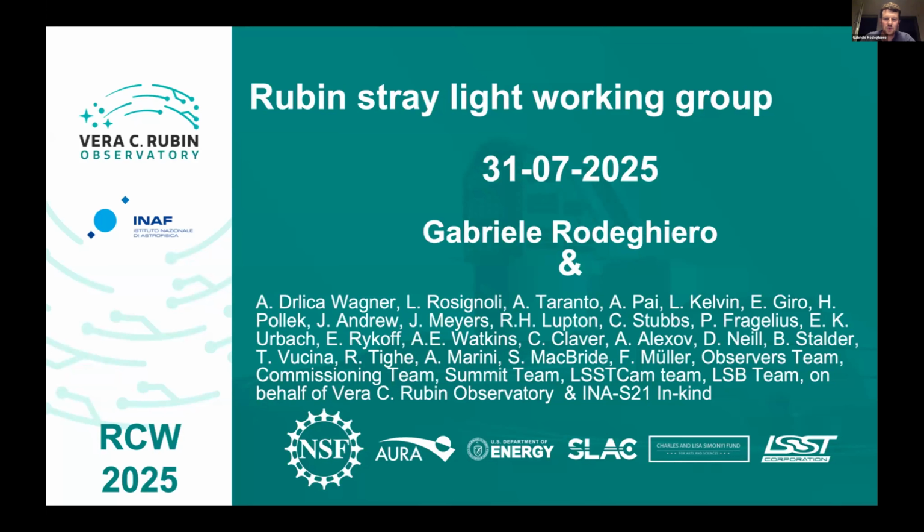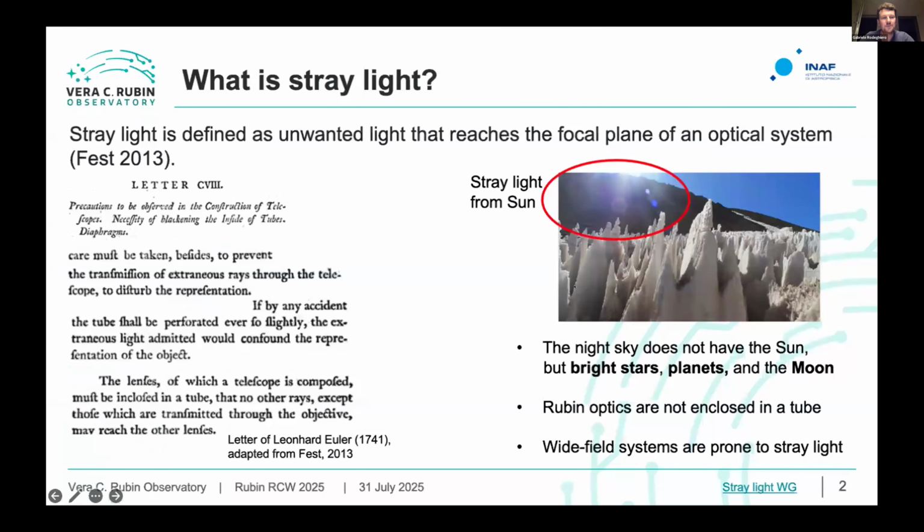I would like to quickly introduce the concept of stray light for some of you that might not have big familiarity with instrumentation. I think it's a very nice definition to say that stray light is unwanted light that reaches the focal plane of our optical system. It's also quite interesting to read a piece of this letter from the mathematician Euler, reporting suggestions to avoid stray light reaching the focal plane of a telescope.